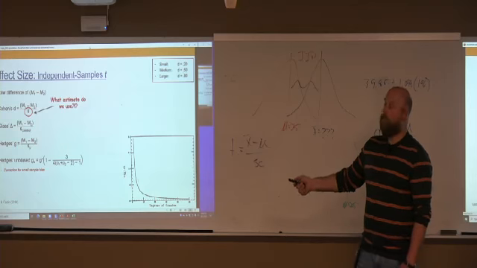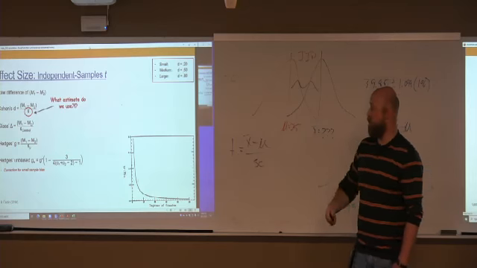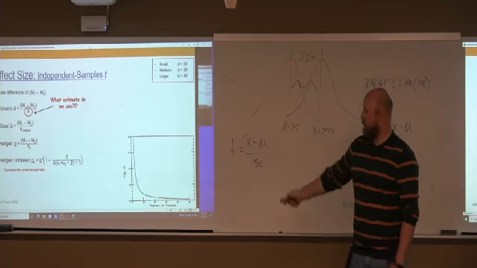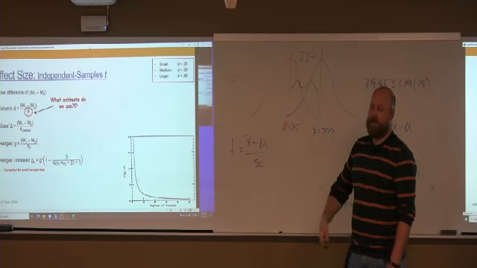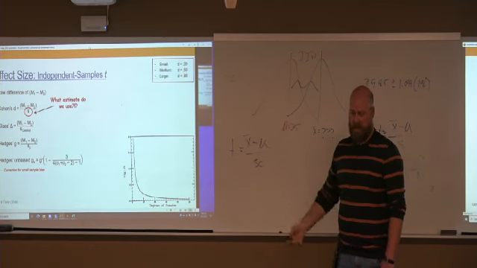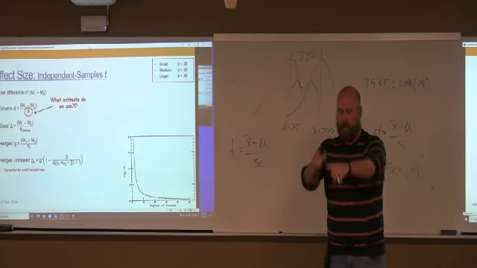When, in SPSS, you're saying Hedges' g, this is the correction. The Cohen's d is what I was talking about before. Hedges' g is just that correction on there, okay?